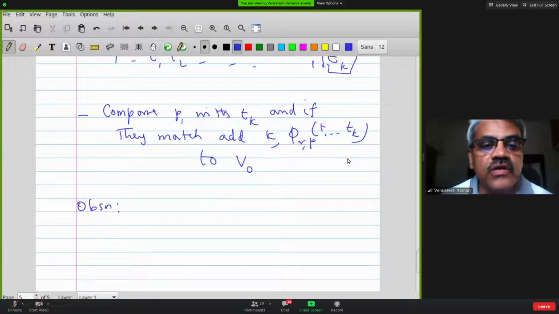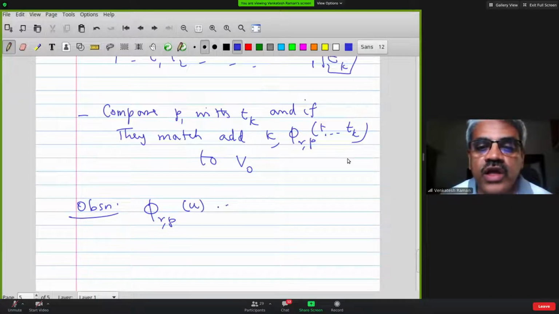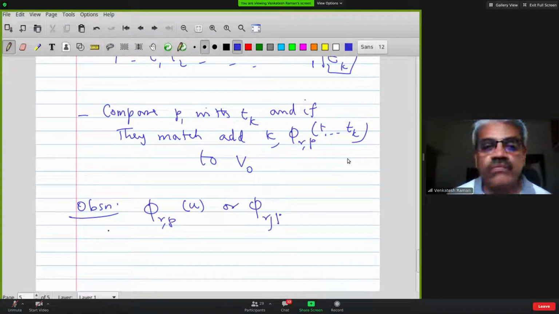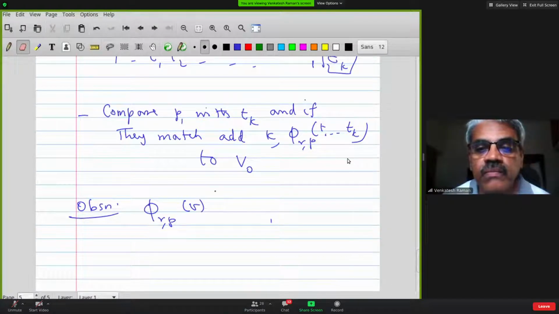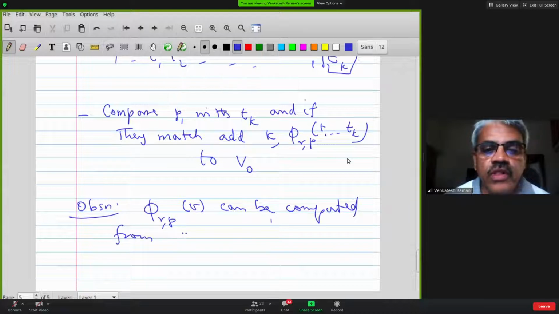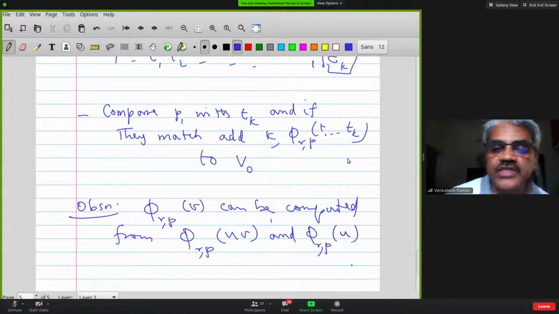Observation: the fingerprint of V can be computed from the fingerprint of UV and the fingerprint of U, because it is just this algebraic expression.